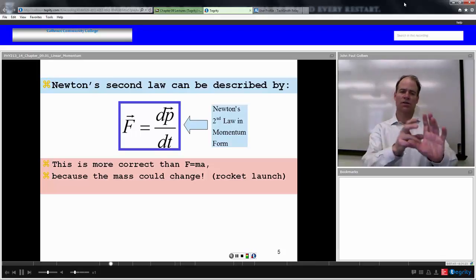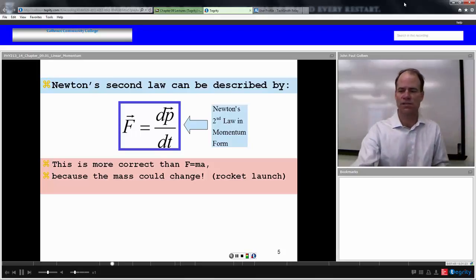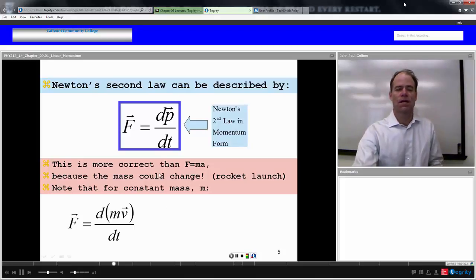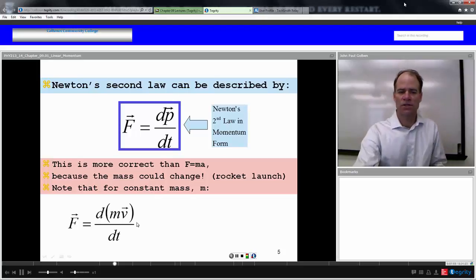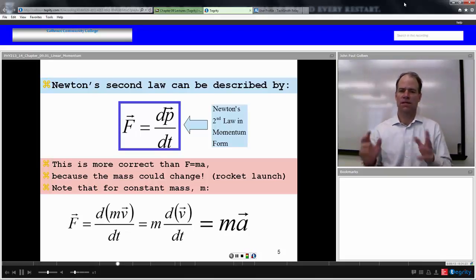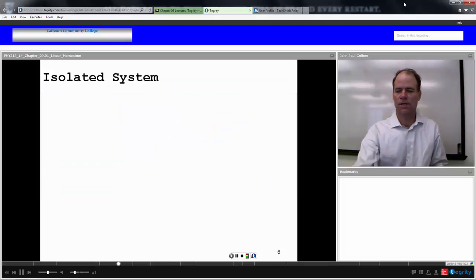But in a rocket launch, you're throwing a lot of mass out, and your object is losing mass as it's being propelled in the opposite direction. So it's more correct. Note that if we did have constant mass, and we took the derivative of the momentum with respect to time, mass would come out of the derivative, and the derivative of the velocity with respect to time is indeed the acceleration. So for constant mass, this simplifies to F equals ma that we're used to, but it accounts for even a rocket situation where the mass could change. So Newton was more correct in the way he expressed it than the way we commonly use it today.